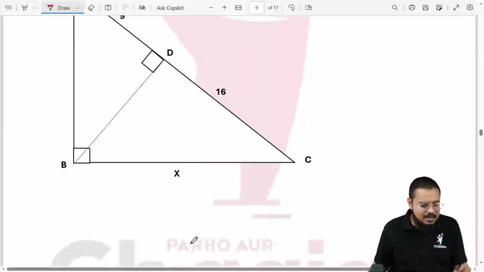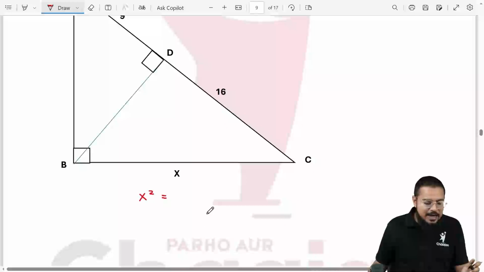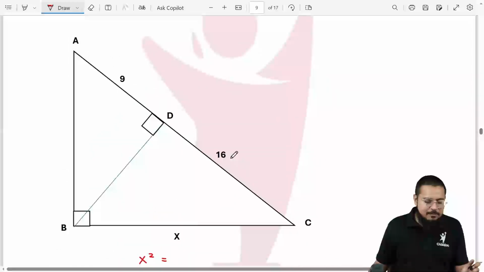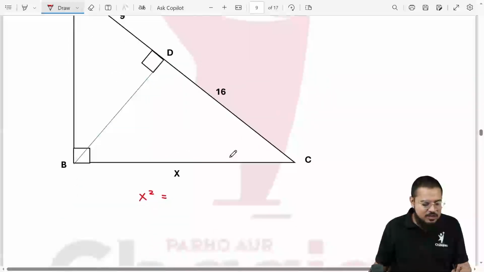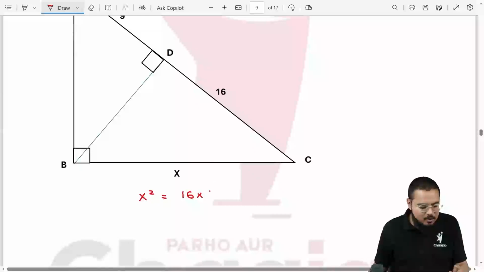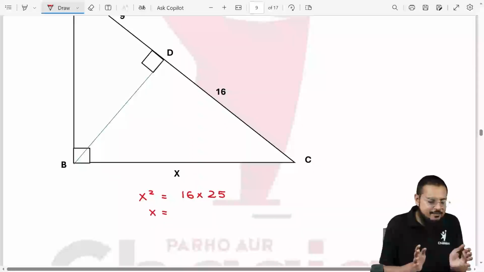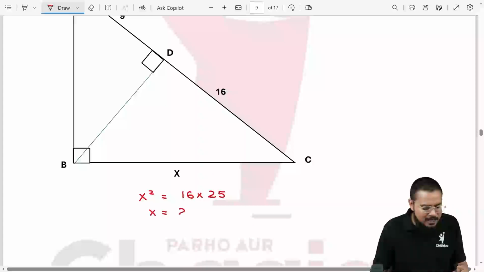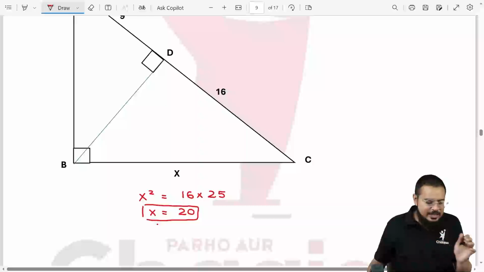I'm taking x square equals, now x is nearer to which of these two segments, 16 or 9? That's actually near to 16. So I'm going to type 16 times the entire hypotenuse. My hypotenuse is 16 plus 9, which is 25. So I'm going to do 16 times 25. Now I'm going to simplify this using my calculator, the square root of 16 times 25. The square root of 16 is 4, and the square root of 25 is 5. So 4 times 5, that's 20. Done and dusted. The value of x is 20 centimeters or 20 meters.